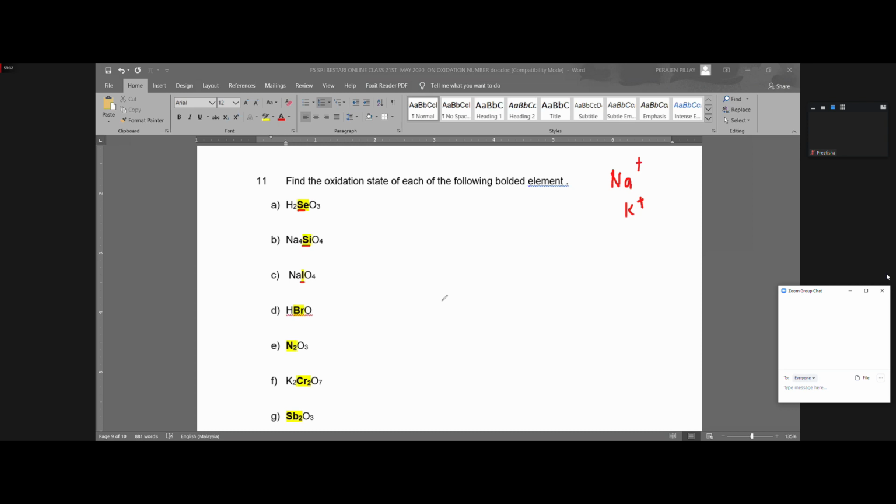It's almost 3 already, but never mind. You just finish this one. This SB here, that is antimony, it's another element, antimony.